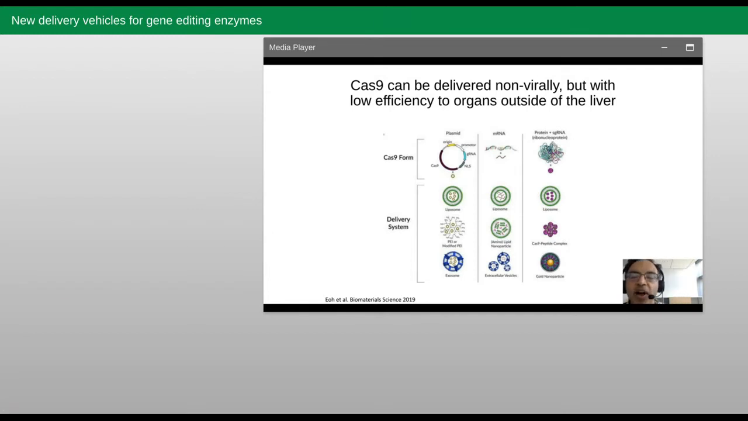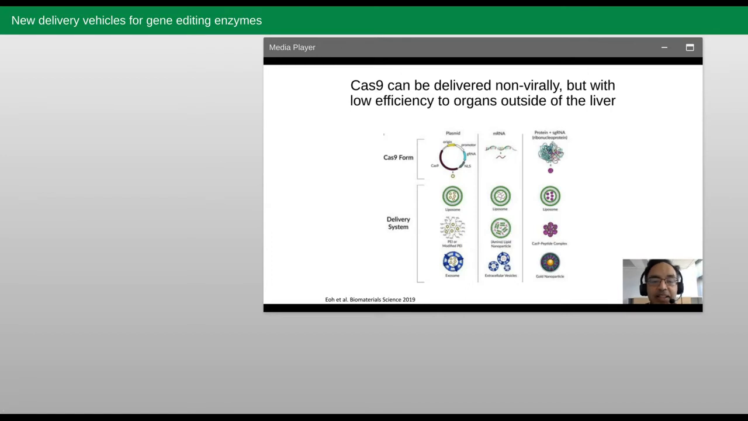In general, non-viral methods are less efficient at delivering Cas9 than viral-based methods, except for one caveat, which is in the liver. In the liver, it turns out that non-viral-based gene editing is remarkably efficient, and Intellia just had a very successful clinical trial where they delivered Cas9 messenger RNA in solid lipid nanoparticles and were able to successfully edit the liver of 6 patients. It was actually a real breakthrough in the field of gene editing.